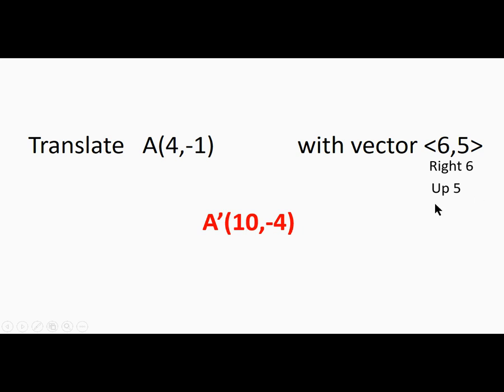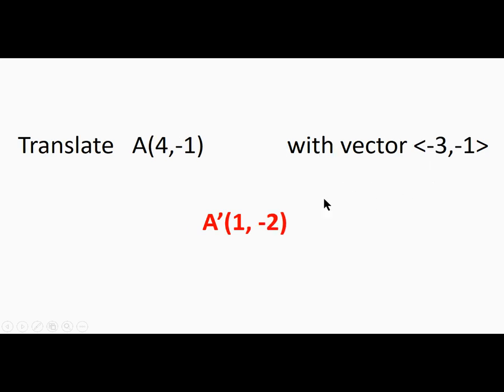Now, we've been only moving right and up, but to move left or down is not much more difficult. Here, if I wanted to move this point with vector -3, -1, well, -3 means we're going to move left 3. -1 for the y means we're going to move down 1. So instead of adding, it's subtracting, or you get to think of it as adding -3. 4 plus -3 is 1. -1 plus -1 is -2, so we get our new coordinate.